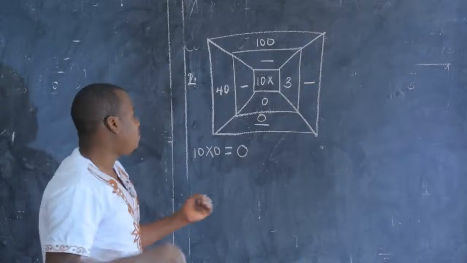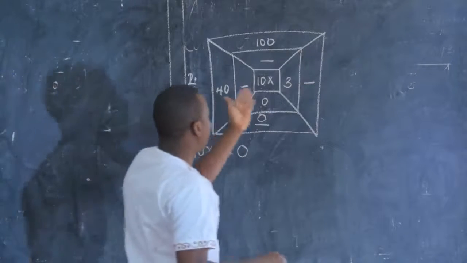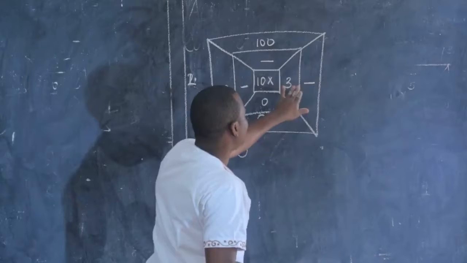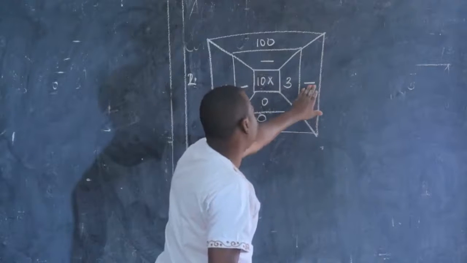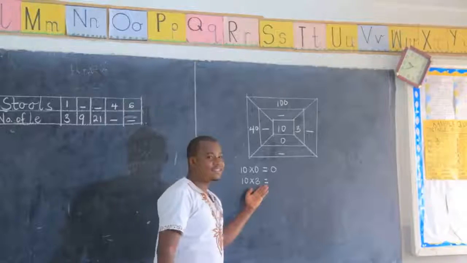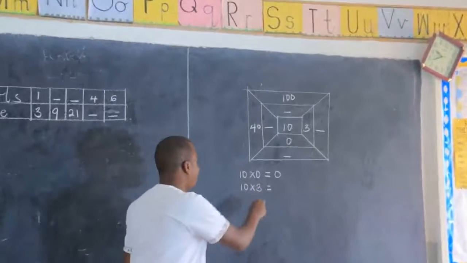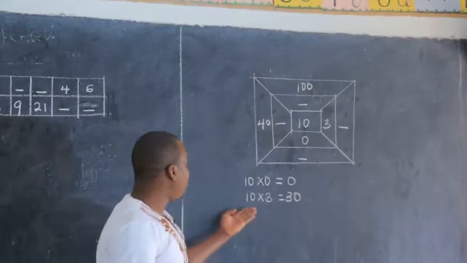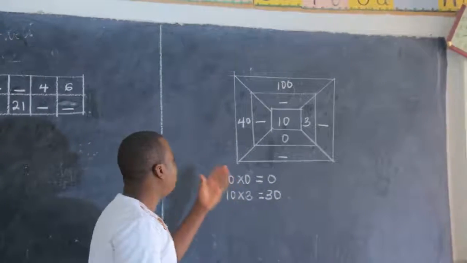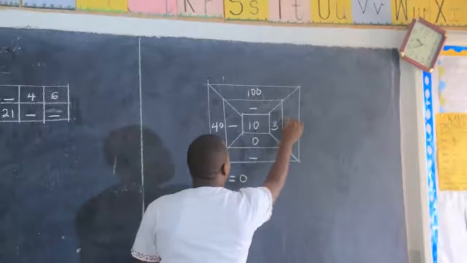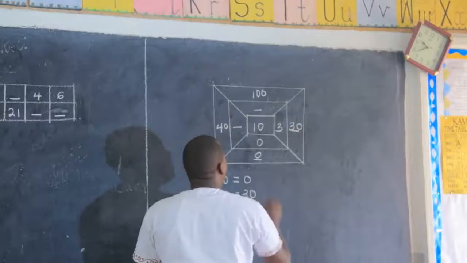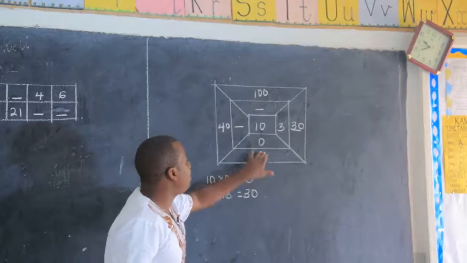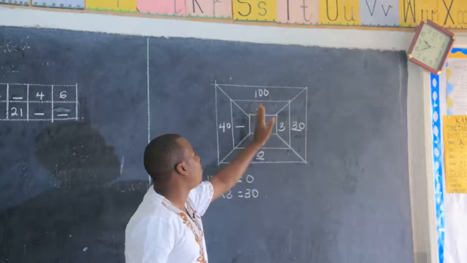I hope you have that. Then I move the other side. Still I'm getting the answer that is far from the center. 10 multiplied by 3, we shall get 30. And after getting your answer, don't leave this space here. Come and fill in. So we have 0 here. We have got 30 here, and now we are going up.